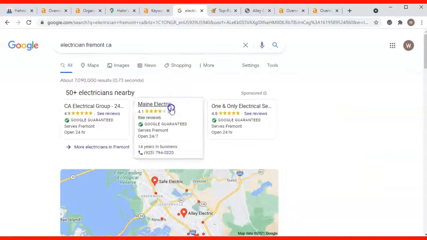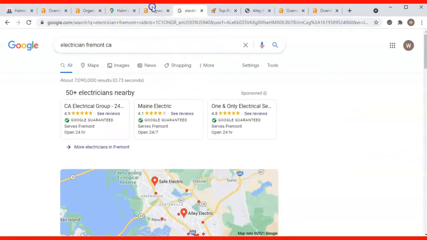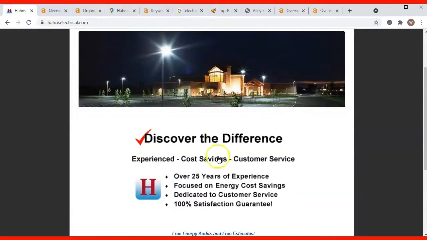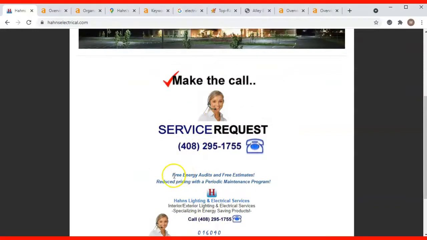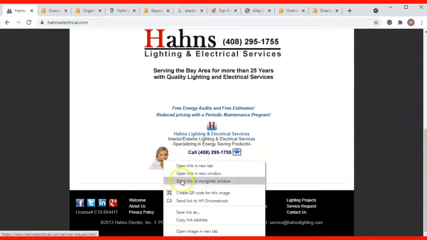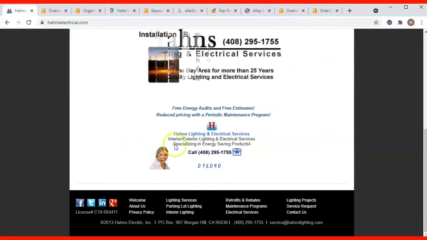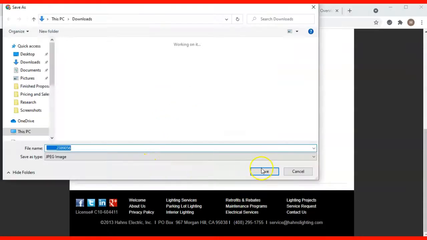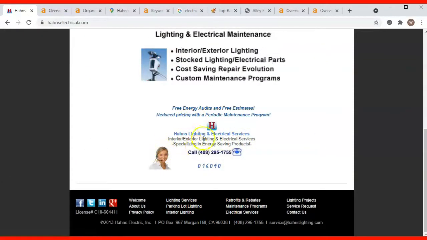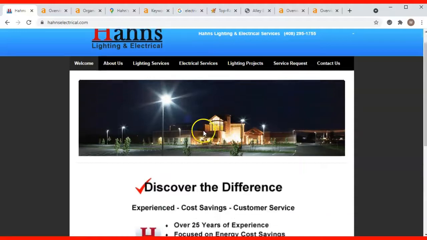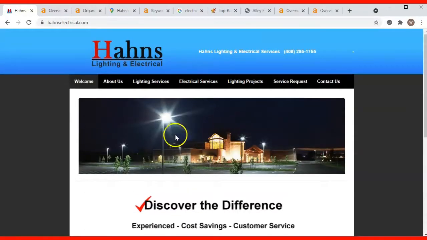So for instance, say I wanted to be found for electrician Fremont, or San Jose electrician. I would have it as a header. I might have it in my text. I also might save these images as those keywords as well. So instead of this being saved as underscore, whatever, I would have it saved as San Jose electrician or electrical contractor Fremont or something like that, whatever keyword I'm looking to rank for.